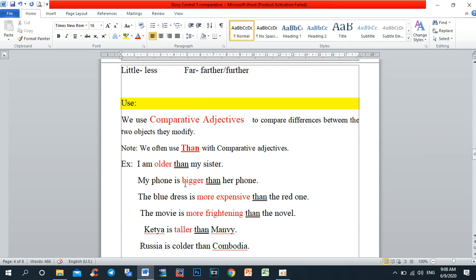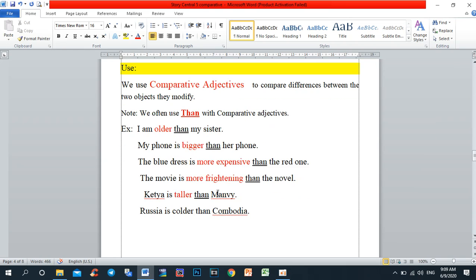My phone is bigger than her phone. The blue dress is more expensive than the red one. The movie is more frightening than the novel. Kasia is taller than Manawi. Russia is colder than Cambodia. So remember that when you use the comparative adjective, you need to use the word than after the adjective because you use it in order to compare differences between the two objects they modify.